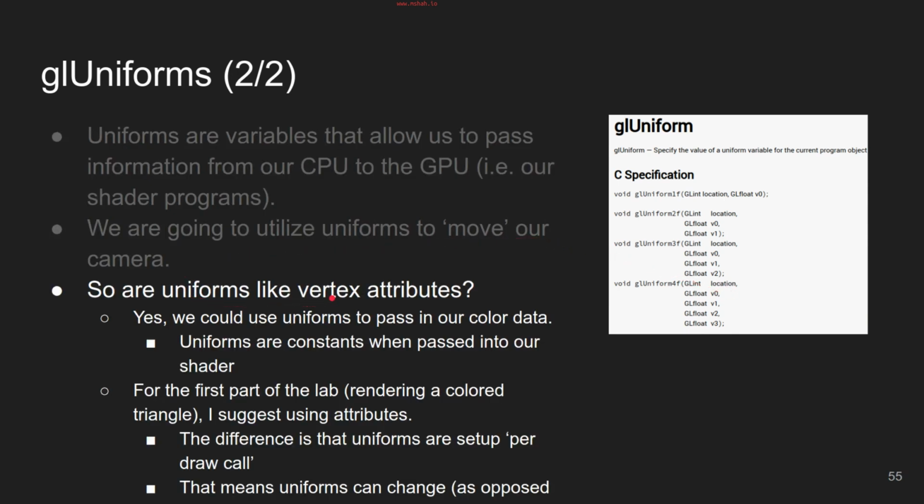So uniforms are sort of like our vertex attributes that we're sending in the instance of our vertex buffer, what I mean is where we're sending in that layout of XYZ RGB attributes. But again, uniforms are just constants that we're passing in for our shader, and it'll run on every vertex that's in the vertex buffer. And then we can change it the next frame that we are drawing if we want. Okay, so for the first part of the lab, where we're rendering a colored triangle, I'm going to suggest using attributes to do this because the red, green, and blue colors are part of each vertex. But uniforms, on the other hand, can change.